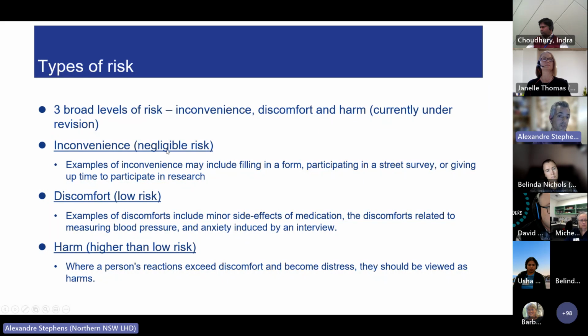So inconvenience, which is also called negligible risk. Examples include filling in a form, participating in a street survey, or giving up time to participate in research, which provides you a bit of an example of what negligible risk looks like. Discomfort, so known as low risk. The examples there include minor side effects of medication, discomforts related to measuring blood pressure, and anxiety induced by an interview. So it's all pretty low risk.